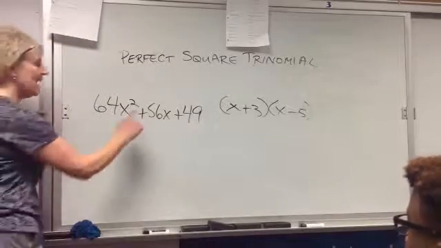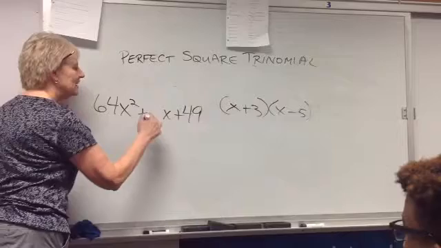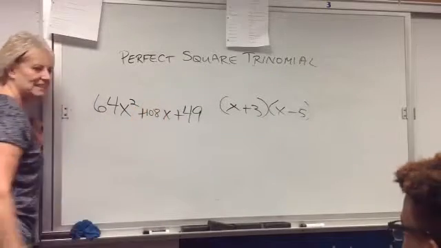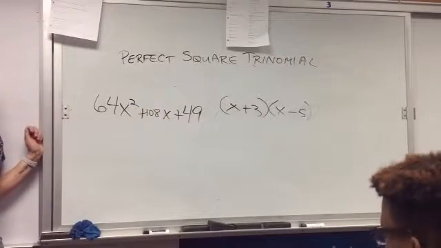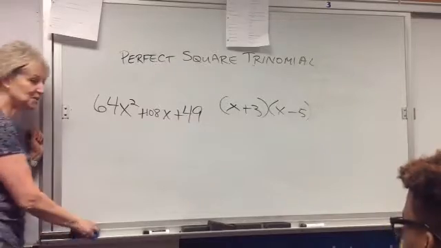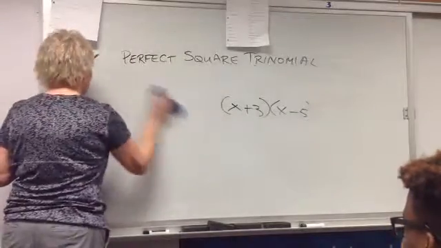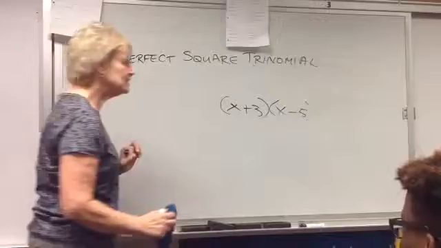Doubled. What would this have to be to make it one? 14. Doubled. 56 was too small. Okay, ready for check for understanding? Sure.